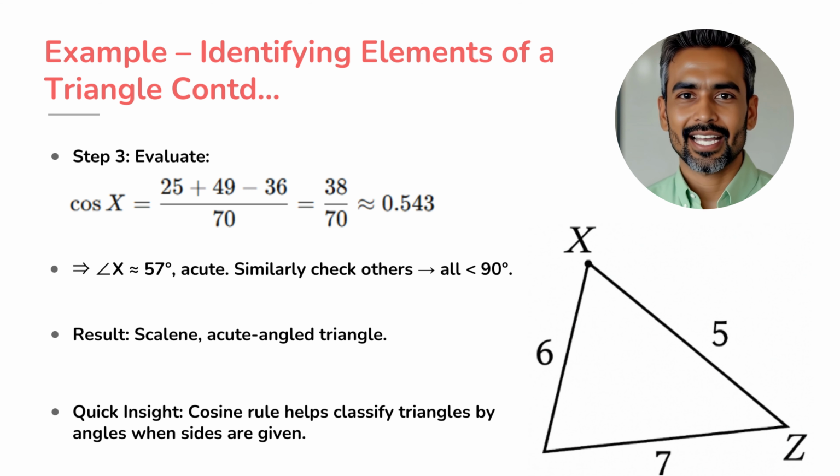Similarly, when we check the other angles, all of them are also less than 90 degrees. Therefore, the triangle is not only scalene but also acute angled. Quick insight: the cosine rule helps us classify triangles by their angles even when only the side lengths are known. Isn't that a neat mathematical shortcut?